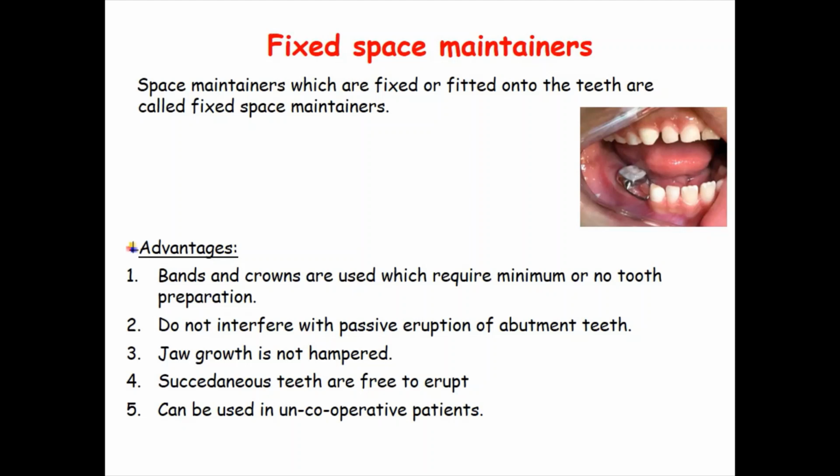So moving on to the fixed space maintainers. Fixed space maintainers are fixed or fitted onto the tooth or teeth. The advantages over removable space maintainers are that bands and crowns are used, which require minimum tooth preparation and do not interfere with the passive eruption of the abutment teeth. The lateral jaw growth is not hampered. The succedaneous teeth are free to erupt into the oral cavity, and it can be used in uncooperative patients because patient compliance is not required here.